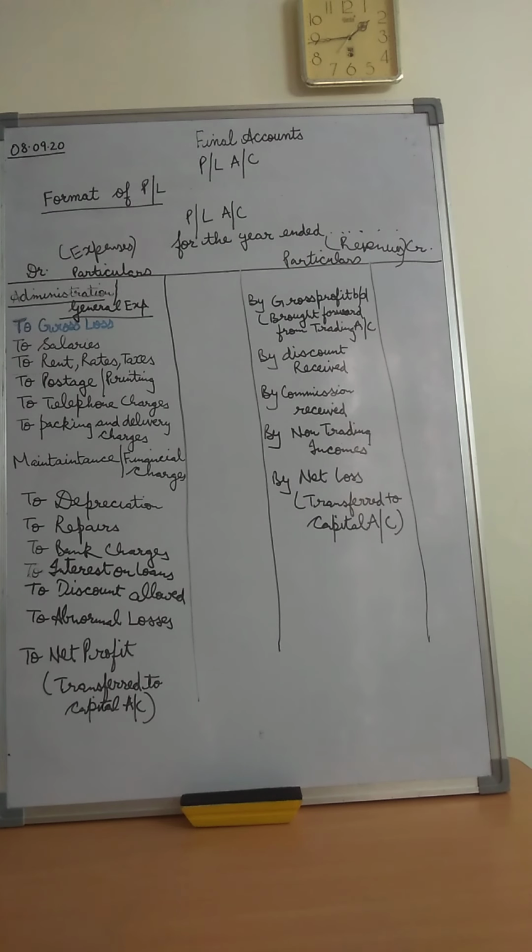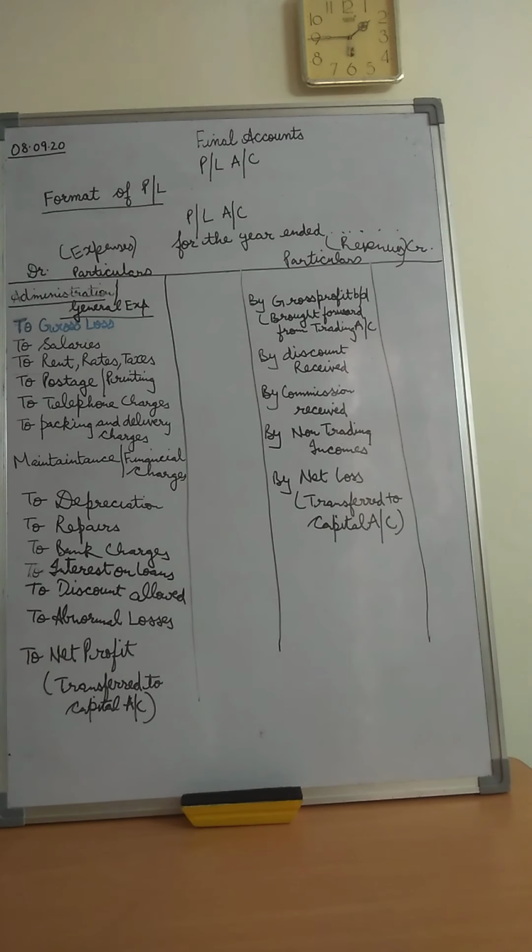Then children, we balance both the sides. If the balance is coming on the debit side, we write down net profit, which is transferred to the capital account. If after balancing both the sides we have the balance on the credit side, we mention by net loss, which is again transferred to the capital account in the balance sheet. Now let us talk something more about the P&L account.